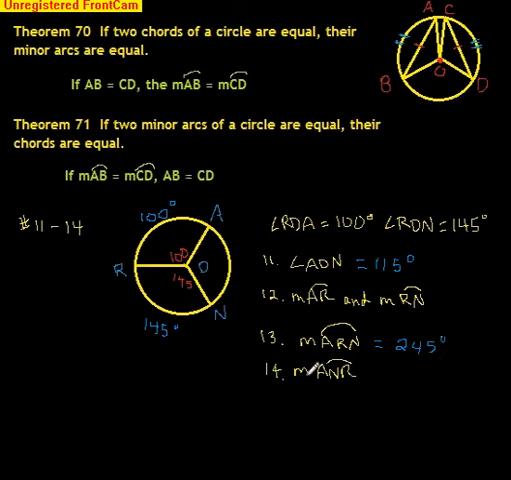And then finally, we want the measure of arc ANR. We found out that this is 115, so we know the intercepted arc is 115. So we would just add 115 plus 145, and we would get 260.